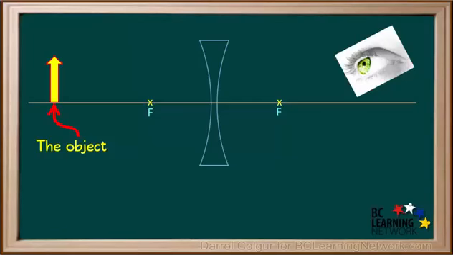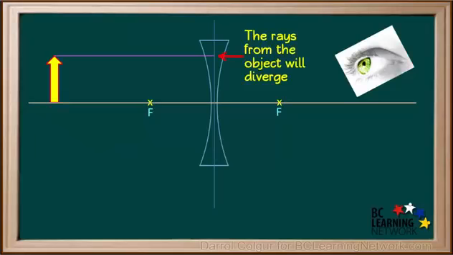We'll start by drawing a vertical line straight through the center of the lens like this. Next, we'll draw a horizontal line from the top of the object straight to the center of the lens. This must be parallel to the principal axis.